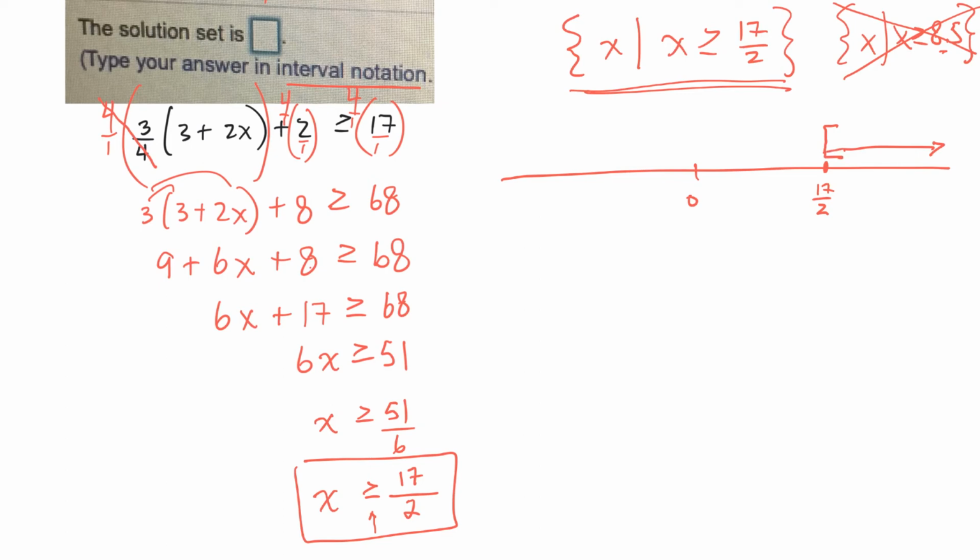So for interval notation, it'll look like this: square bracket, 17 over 2, comma, and then the highest number it could be would be infinity. And infinity always has a round bracket. All right, hopefully that helps you with that question.